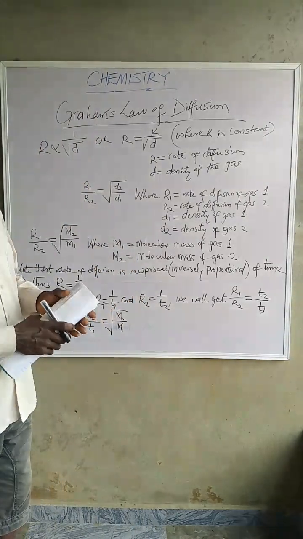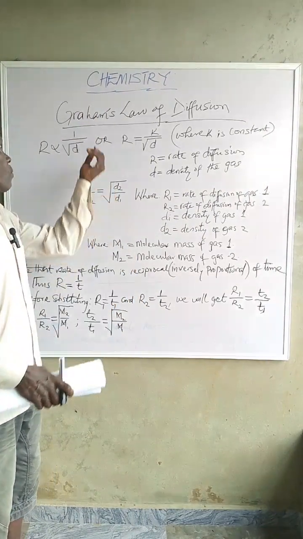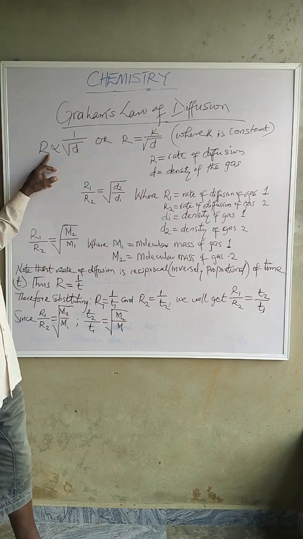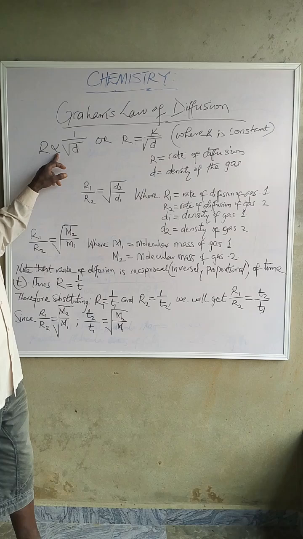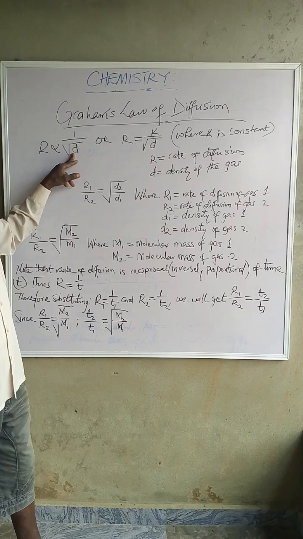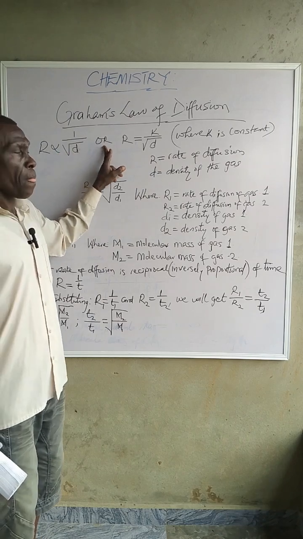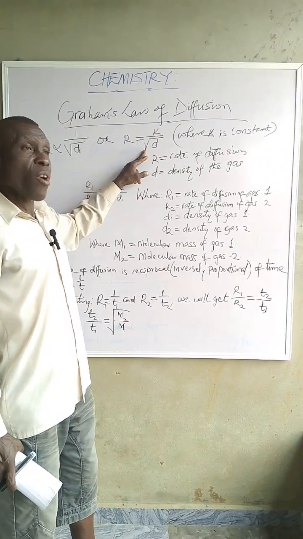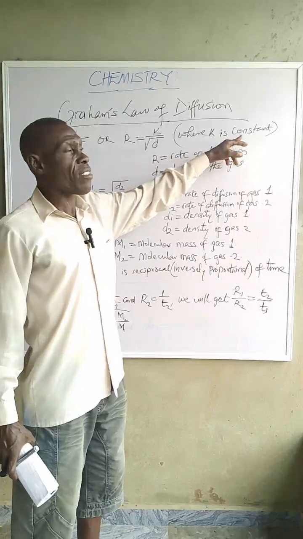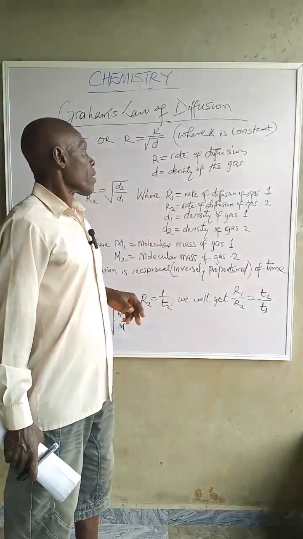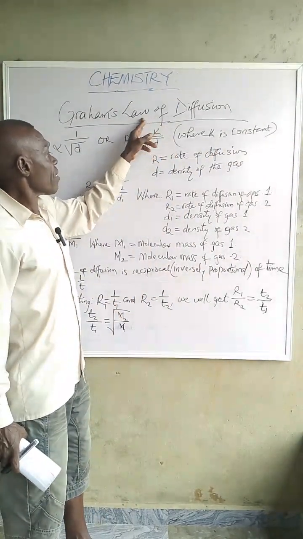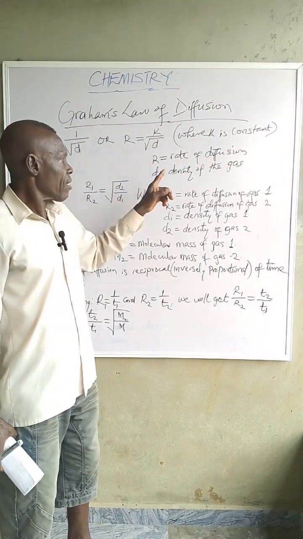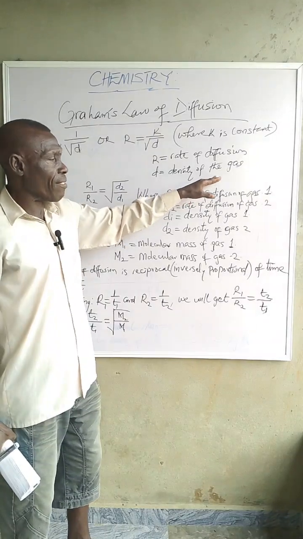Now let us apply this mathematically. R stands for the rate of diffusion. So R is inversely proportional to the square root of the density of the gas. Or R is equal to K over the square root of the density, where K here is a constant. Now, from this equation, R stands for rate of diffusion of the gas, while the D stands for density of the gas.